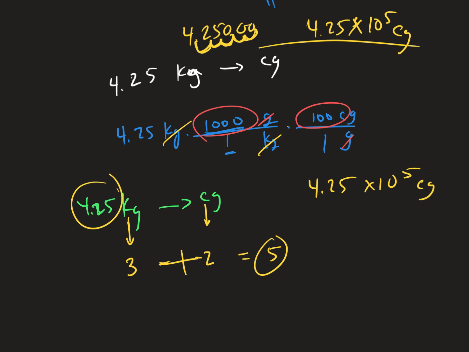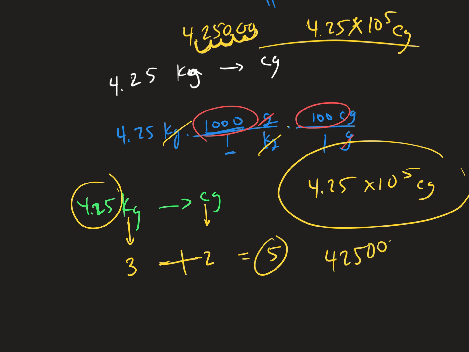Anything else? Wait, so what would be the answer? Right here. Or you can say 425,000, so 425,000 centigrams. They're both the same number, right? So what answer should you use? Whatever answer is in your multiple choice. Okay?